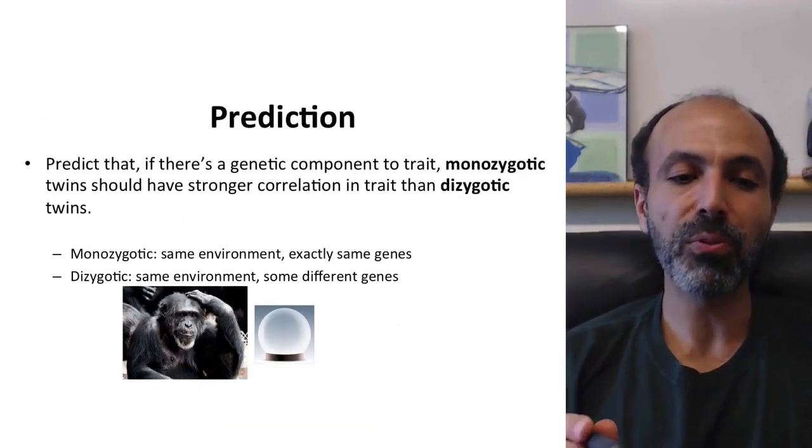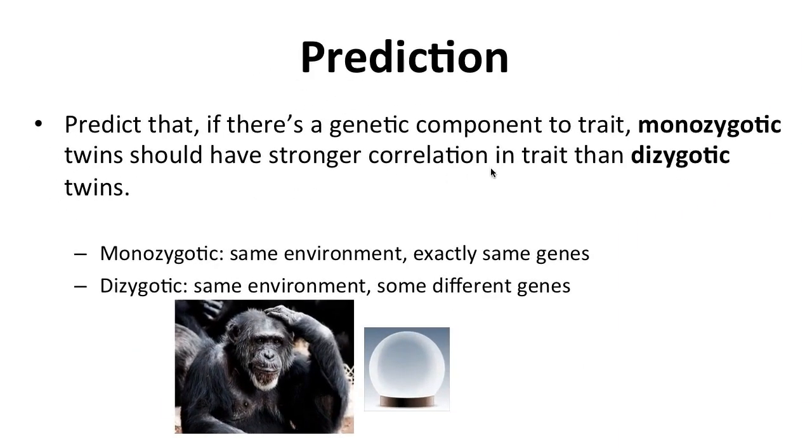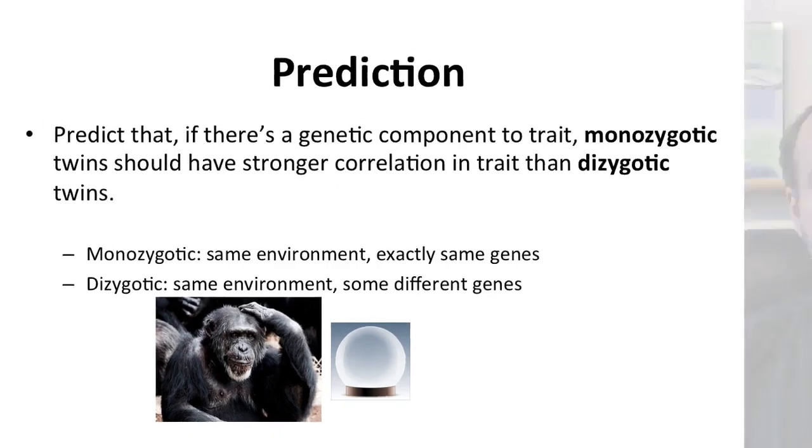The prediction, as I said before, is that if there's a genetic component to a trait, monozygotic twins should have a stronger correlation to that trait than dizygotic twins. Right? The monozygotic are the ones that are genetically identical, right? And the dizygotic ones have some different genes. And we're assuming that the environment is about the same in both. So what do we see with the data?